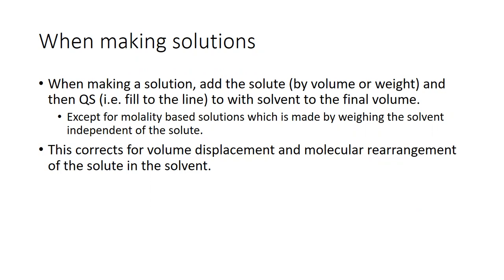Because as we discussed earlier, alcohol, for example, when you mix it with water, has a molecular rearrangement that will cause it to kind of condense, and it will take up less space than you think it will. So if you just straight up added your water to the solution, you would not make enough. That's why you need to QS to your final volume to prevent those errors from happening.